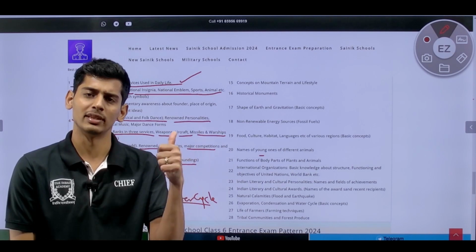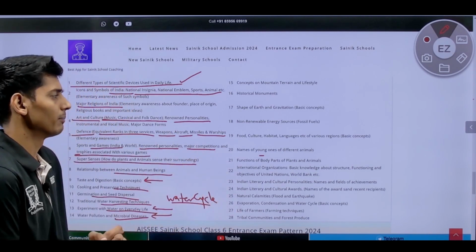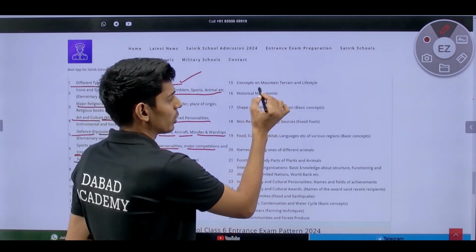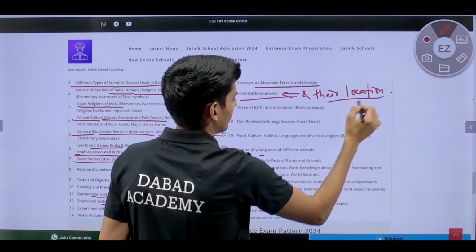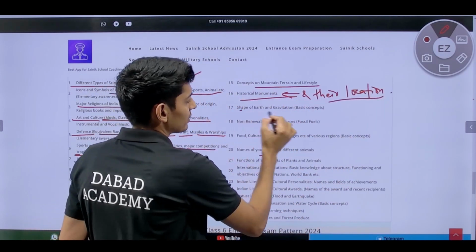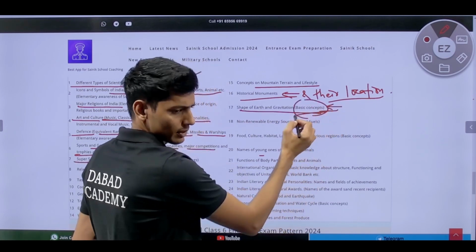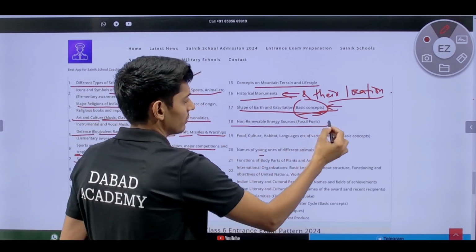of those diseases, whether it is bacteria, viruses, fungi, कौन सी particular microorganism की वजह से कौन सी disease होती है. Then concepts on mountain terrain and lifestyle, historical monuments and their location. Done. Then shape of earth and gravitation, basic concepts. Deliberately they have written that you have to just remember the basic concepts. Then non-renewable energy sources, fossil fuels के बारे में.